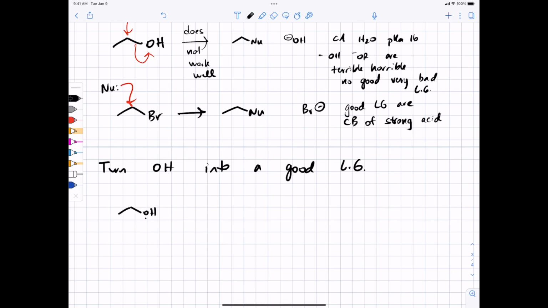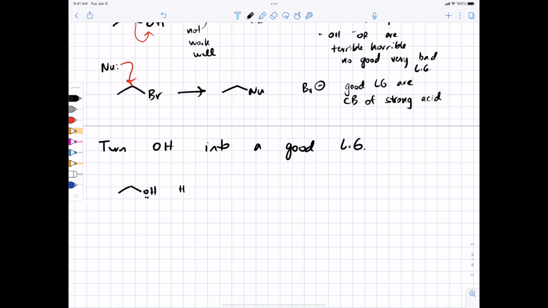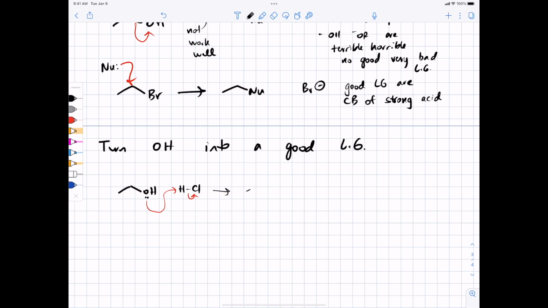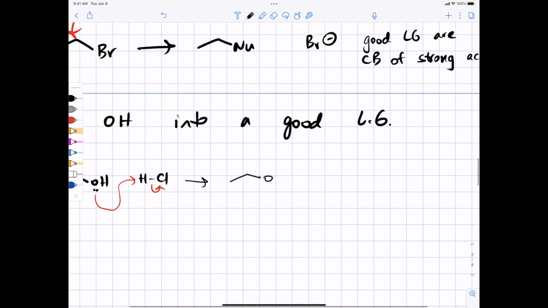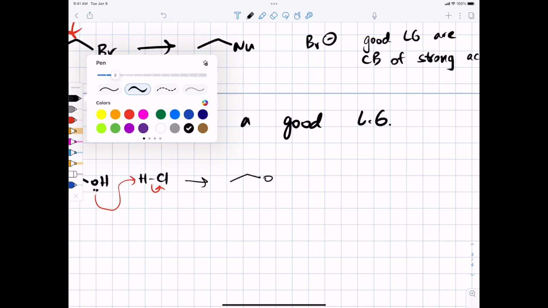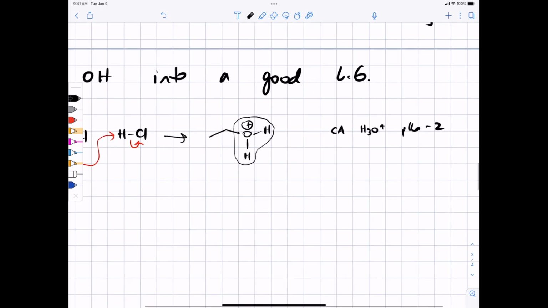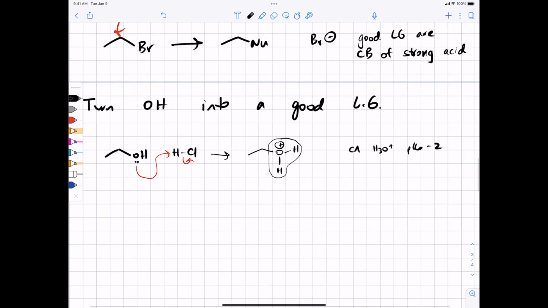React it with an acid, good. If you do that, that's acid-base chemistry. Let's use HCl, for example. What does that do for us? That protonates the OH, thereby converting it into, how about now? What is the conjugate acid of this? H3O plus, pKa minus 2. Now we're talking. Now this is a good leaving group.